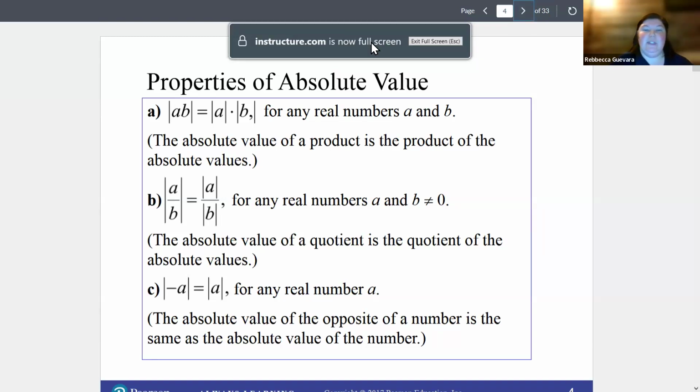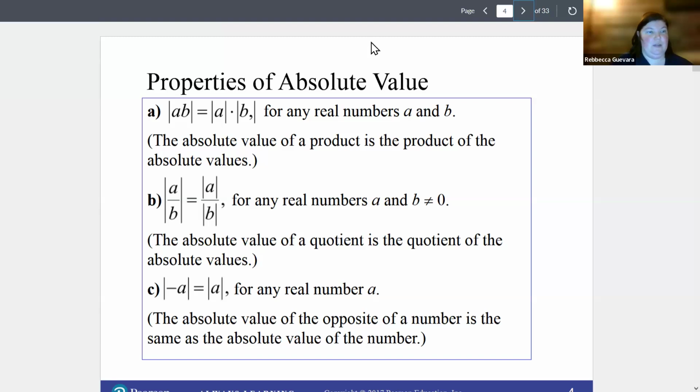Okay, so properties of absolute values. We've got to be careful when we have absolute values that what we're getting back out stays positive. If we have two numbers multiplied together in absolute values, the way we can rewrite that is the absolute value of A times B is the absolute value of A times the absolute value of B. You've got to be really careful with your absolute values. If you have a quotient, the absolute value of A over B is the same as the absolute value of A over the absolute value of B.